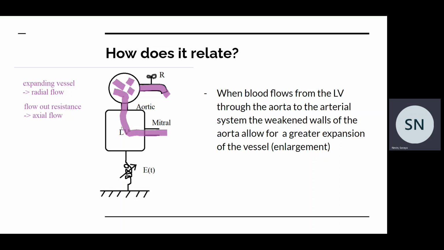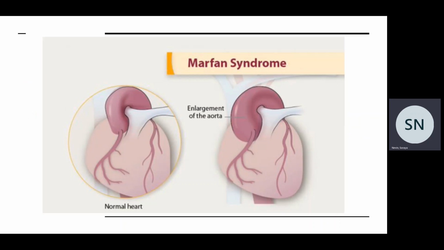And when blood flows from the left ventricle through the aorta to the arterial system, the weakened walls of the aorta allow for greater expansion of the vessel. In other words, the aorta has a greater compliance, meaning a small increase in pressure causes a large increase in volume. The enlargement most commonly happens at the aortic root, so where the artery leaves the heart. You can see this in the diagram. This is the aortic root where it leaves the heart. You can see it's much larger than it is on the normal heart.